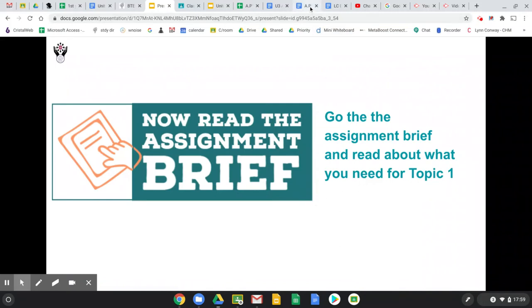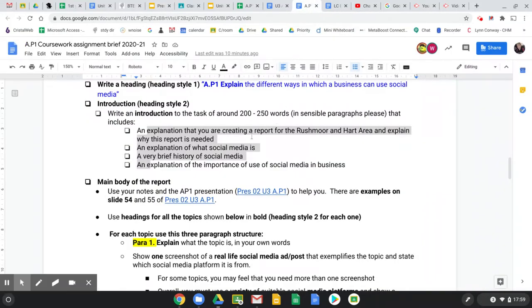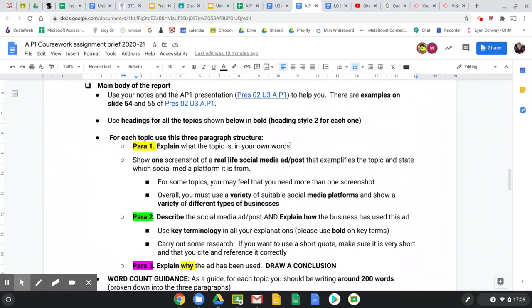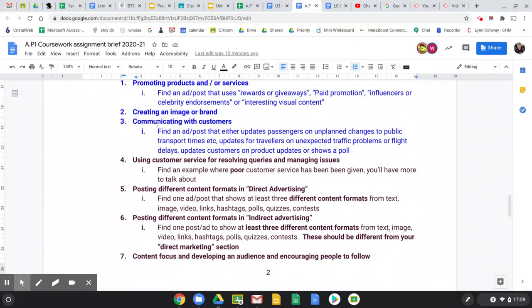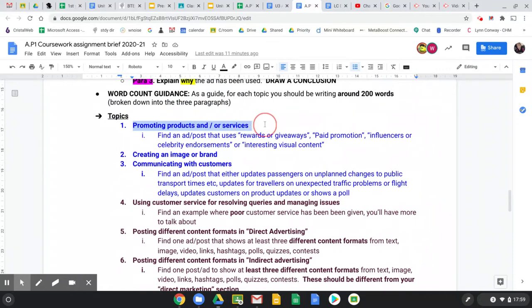So let's have a look in our assignment brief as to what exactly it is that we should be writing. So at the bottom here, it tells us that topic 1 is promoting products and services. And what we want you to do is find an ad or a post or whatever you want to call it, which uses one of these things. So just one ad. So either rewards or giveaways, paid promotions, influencers, or visually interesting content. So one of those type of ads would be good.